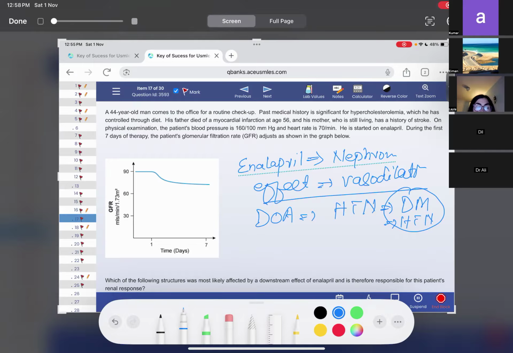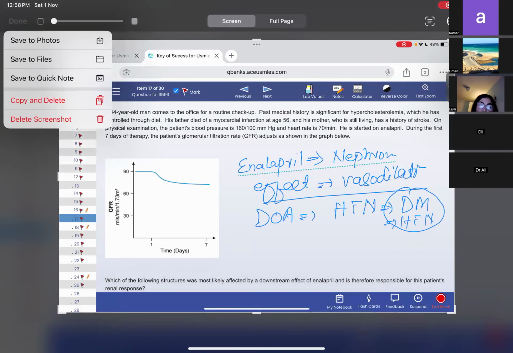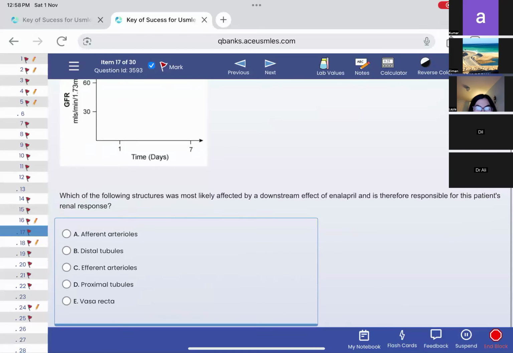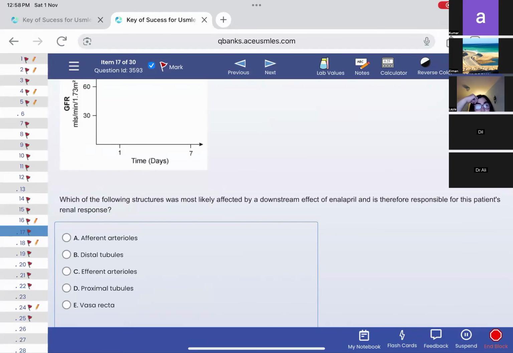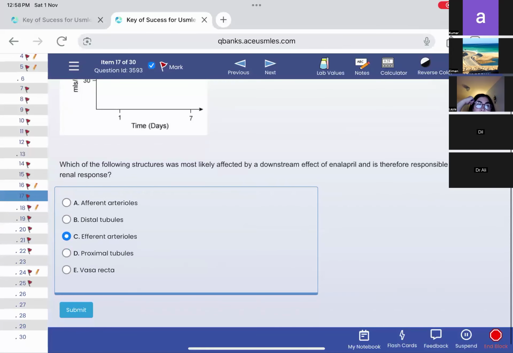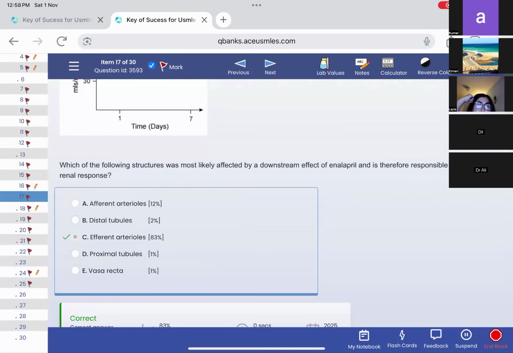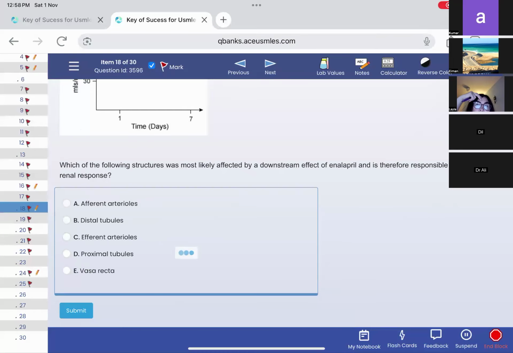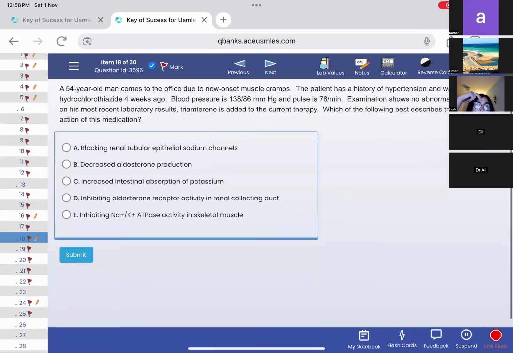Okay, yes. So let's move to the options. So enalapril will work on which portion of the nephron? Efferent arteriole. So it is a very simple question. Anyone with a question? No. So let's move forward. Any volunteer?